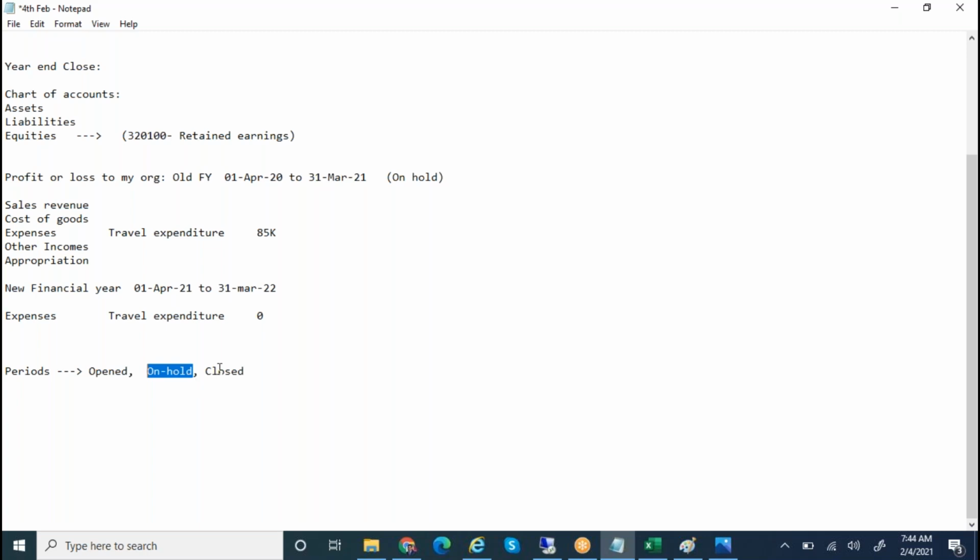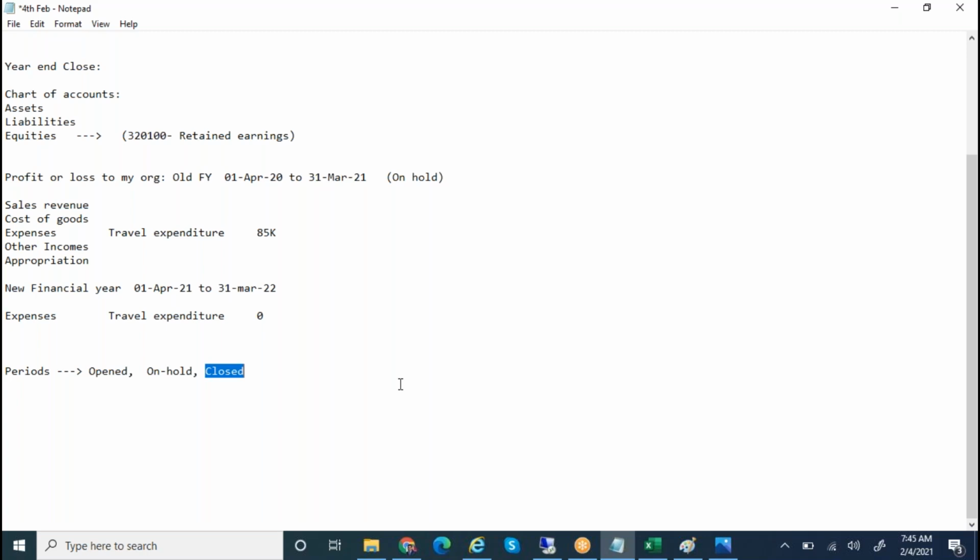Then what is closed? Closed means a permanent close. On hold is temporary closing. If I make it on hold, I can change the status from on hold to open and open to on hold. That is possible. But if it is closed, it is permanently closed. You cannot post any further transactions if the period is closed.